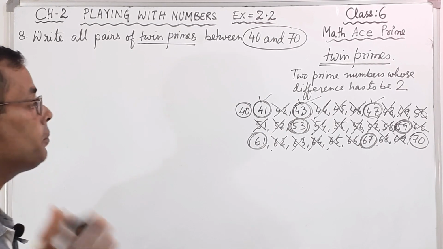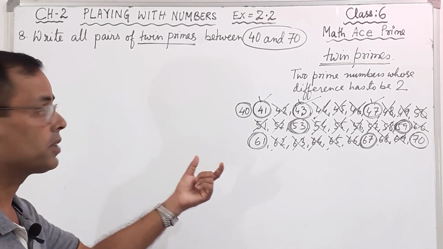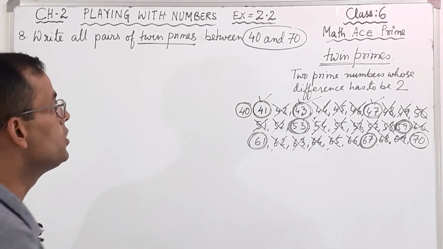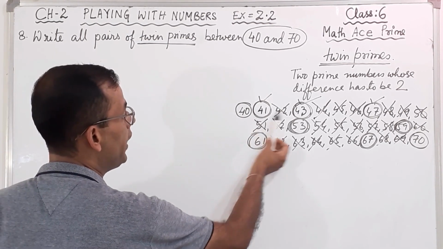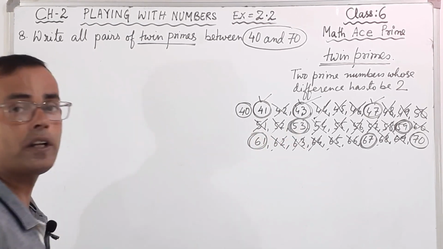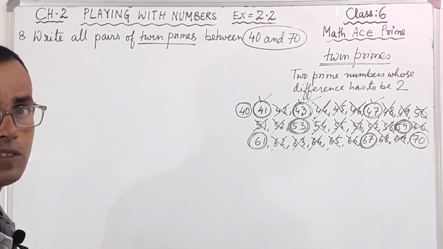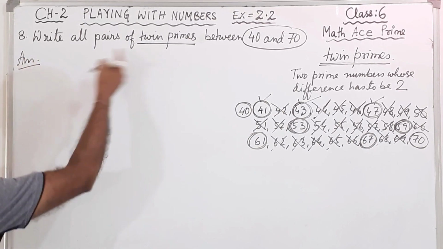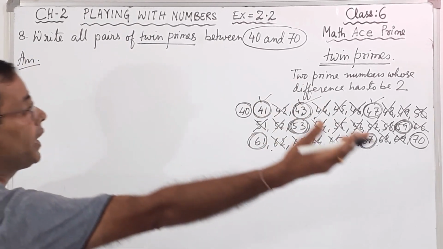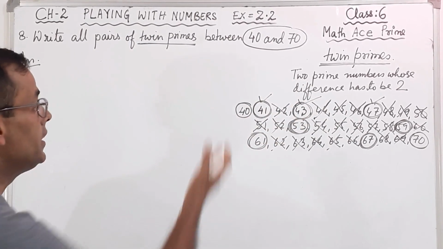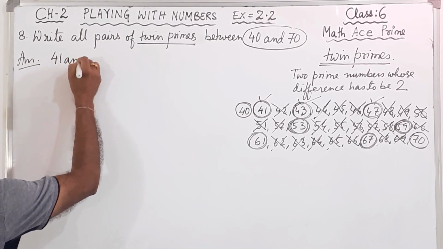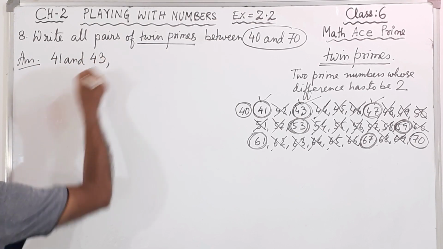Okay. Now twin prime means what? Two prime numbers whose difference has to be how much? Difference has to be 2. So here you see 41, 43. What is the difference between 41 and 43? 2. 43 minus 41 is 2. So you got one answer. All pairs of twin primes between 40 and 70. So one pair you got it: 41 and 43.